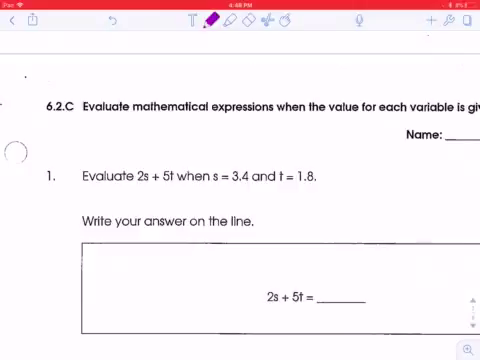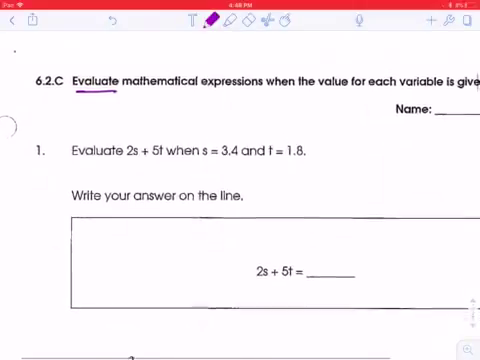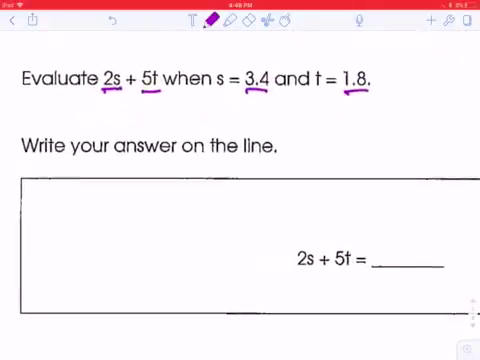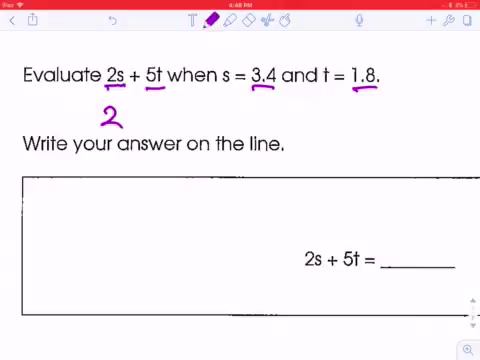Let's move on to the next page. Again, we see this word evaluate, right? Evaluate means tell us the value. So tell us the value of 2 times s plus 5 times t when s is 3 and 4/10 and t is 1 and 8/10. So we could simply rewrite this, let me zoom in a little bit here, as 2 times 3.4 plus, right, I'm just copying down the plus sign, plus 5 times 1 and 8/10.